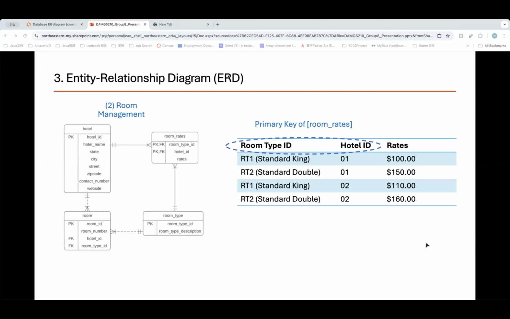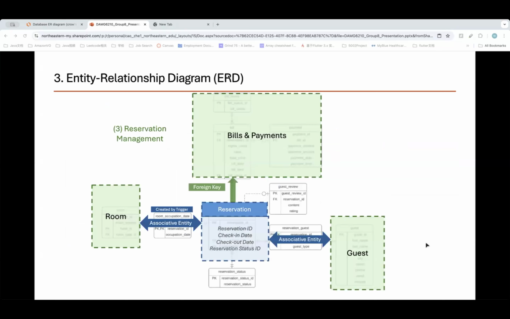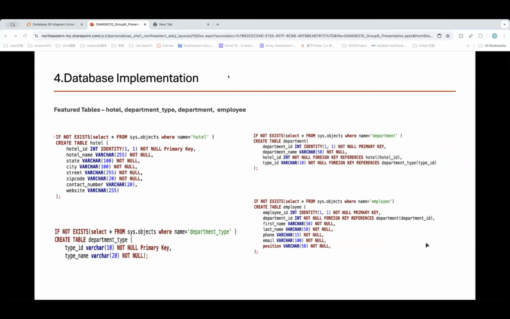And finally, the reservation entity is the core of the system. The reservation entity records check-in and check-out dates, and status ID. We use associative entities to handle many-to-many relationships, including the one that tracks room availability through triggers. My teammate will explain this in more detail shortly. Now I will hand it over to Jiahui for the database schema.